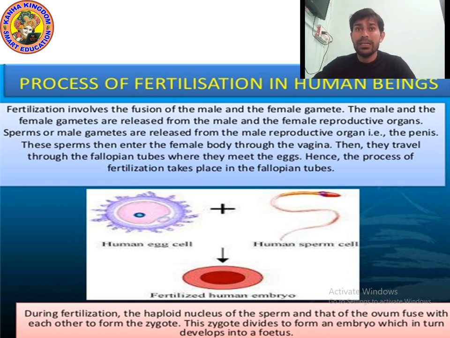Then what happens? The zygote is also a single cell. The zygote starts dividing and forms an embryo. And the embryo slowly develops, and after some days it develops into a fetus. Okay, I hope you understood about it. Now let's move on to the next point.